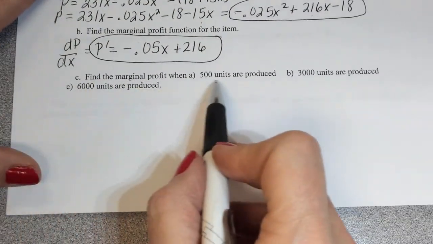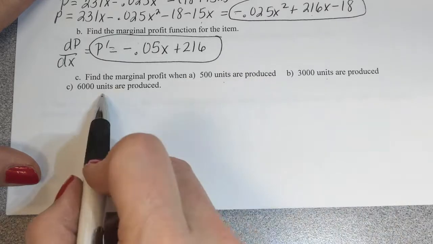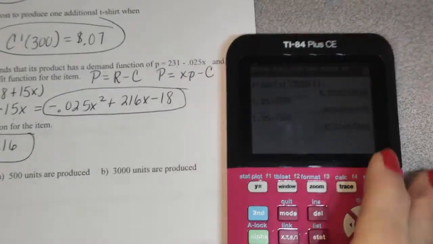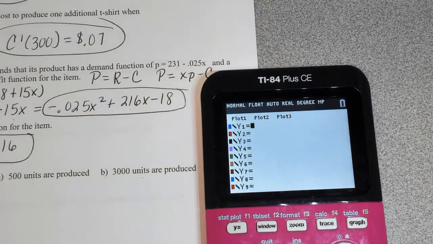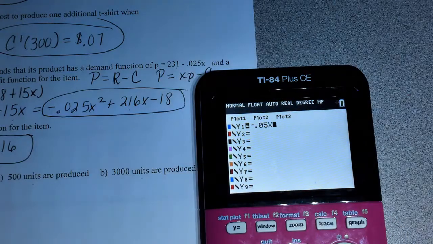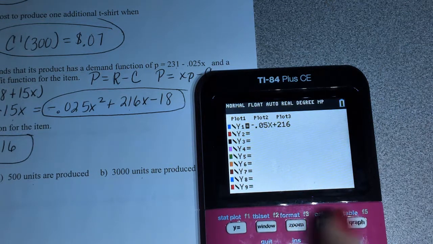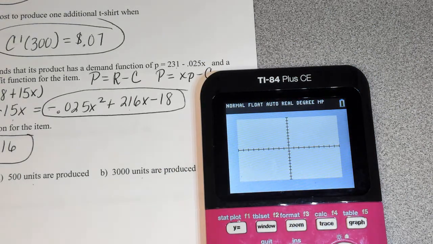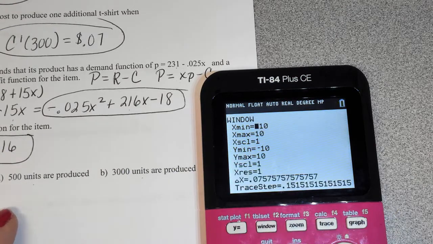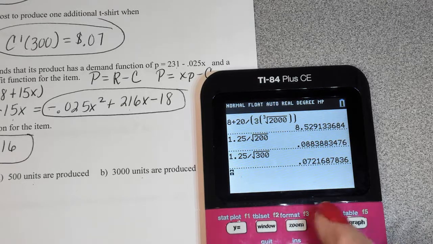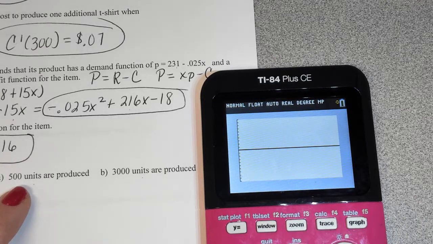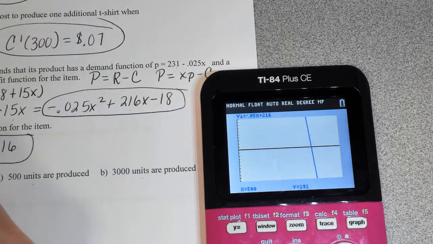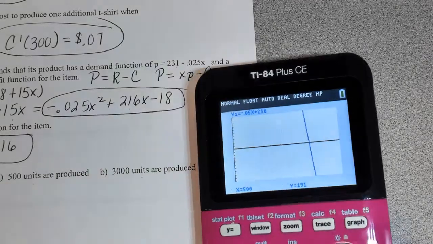Find the marginal profit when 500 units are produced, when 3,000 units are produced, and when 6,000 units are produced. Well, since I have so many of those to check, this would be a good time to put my function in here for y equals negative 0.05x plus 216. Just trace, profit. Now I want to test all those values. Even though I can't see it, I can still test it as long as I make my window large enough. I'm going to be checking values up to 6,000, so I'm going to have to at least make my x max 6,001. So second trace, calculate the value at 500 is 191. So P prime of 500 is $191.